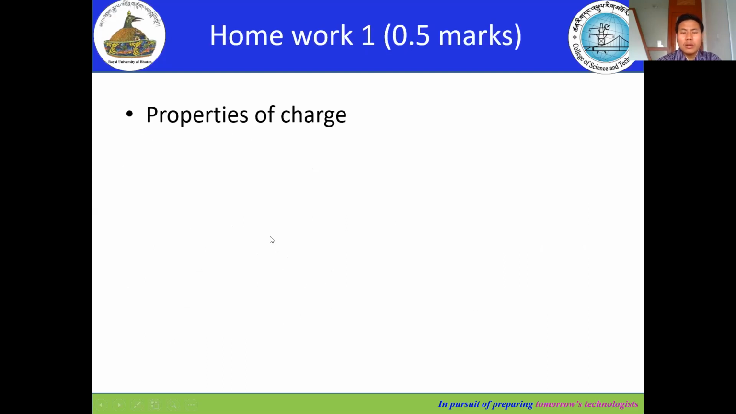Now here's a homework. It's for 0.5 marks. Write the properties of charge.